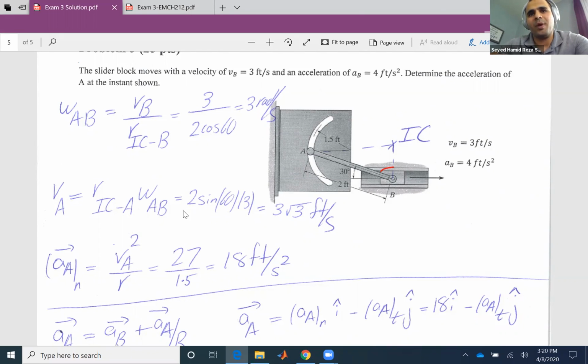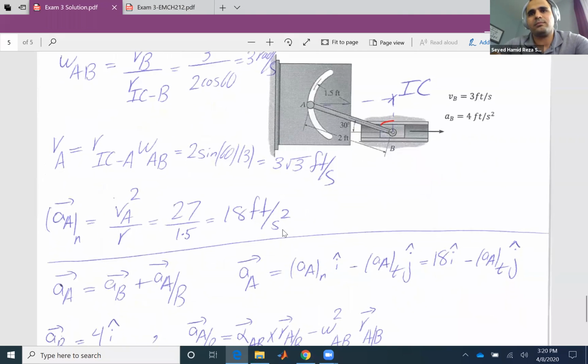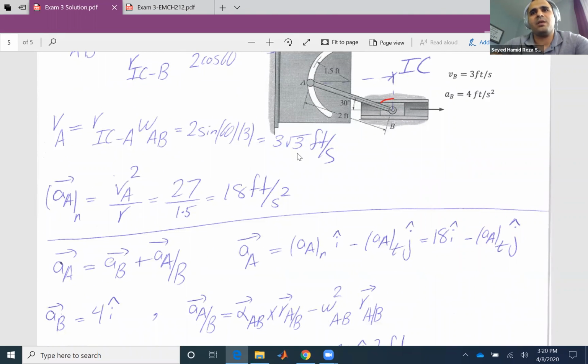RAC or A, omega AB, I can find the velocity at A. The velocity at A, that's all I need to find the radial or normal component of acceleration. I keep using these two terms interchangeably, so you know they are the same thing. We are talking about radial acceleration or normal acceleration. So the normal component is the velocity we already found, times the radius, which is here 1.5.